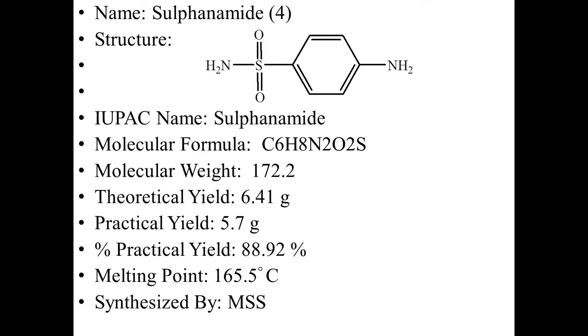The molecular weight, molecular formula, theoretical yield, practical yield, percent yield, and we are getting the melting point of approximately 165 degrees Celsius on the digital melting point apparatus. This is all about the synthesis of sulfonamide.